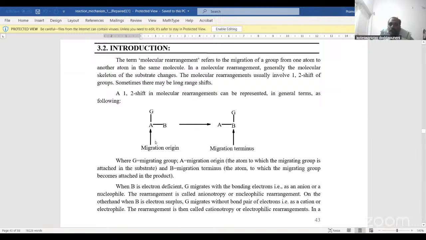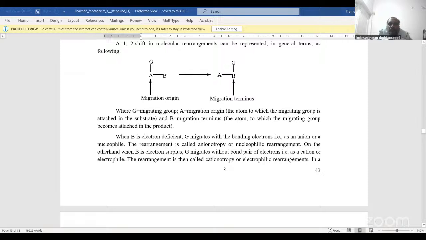Migration origin. That means suppose we are moving from one position to another position. Suppose I am moving from my home to office. My office is the terminal. My origin is my home. Like that here, whatever group is present in the molecule is undergoing migration, the initial position is called migration origin. After migration is completed, wherever it has reached, that position is called migration terminus. That is called the terminus. B is the terminus.